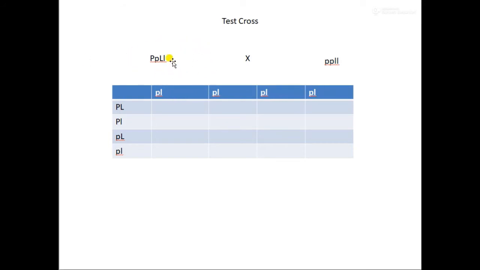Now from the F1 hybrid, you can find capital P capital L, capital P small l, small p capital L, and small p small l types of gametes being formed. As well as from the recessive parent, you can see small p small l are the gametes which are being formed.